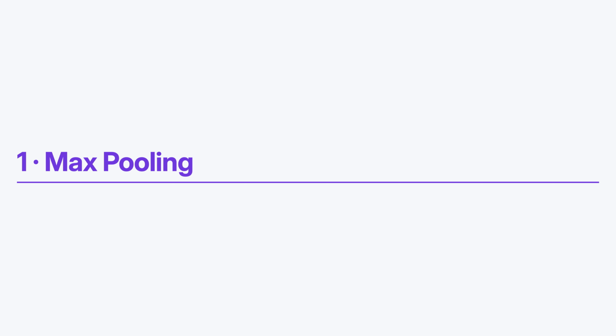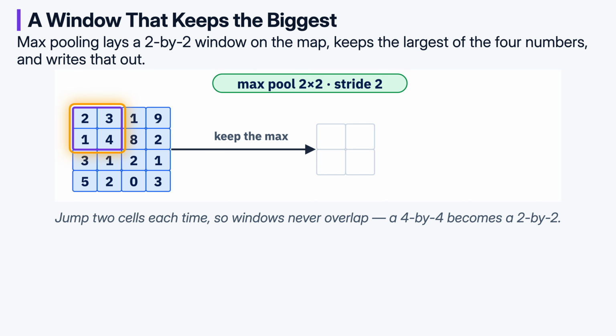First, max pooling. Max pooling lays a 2x2 window on the map. The window covers 4 numbers in this block. It keeps the largest of the 4 and drops the other 3. That one number is written to the first output cell. The window then jumps 2 cells, so the windows never overlap, and a 4x4 becomes a 2x2.